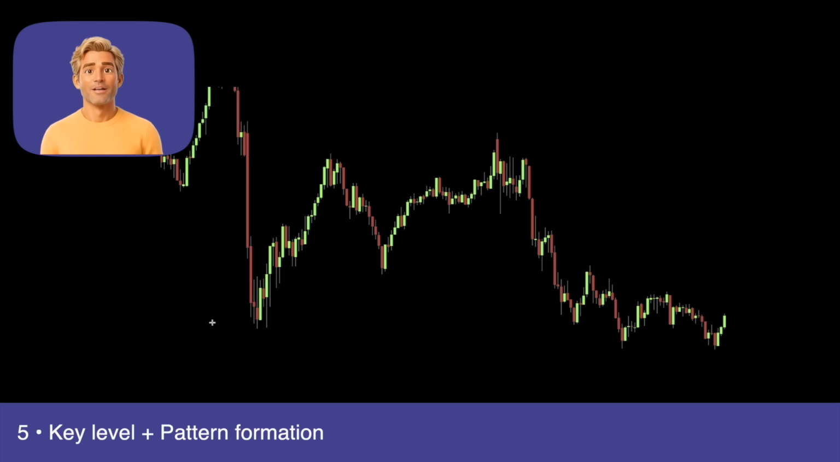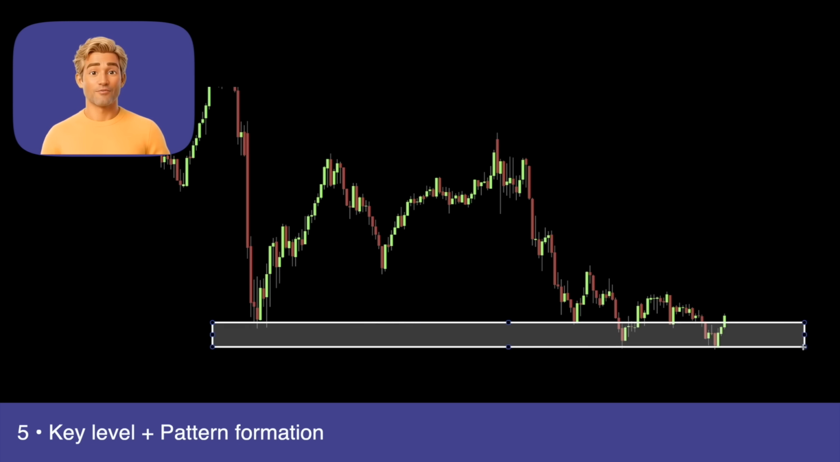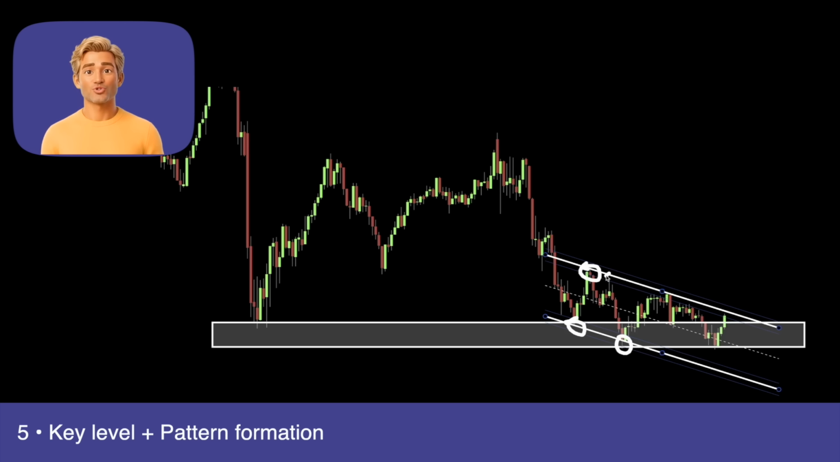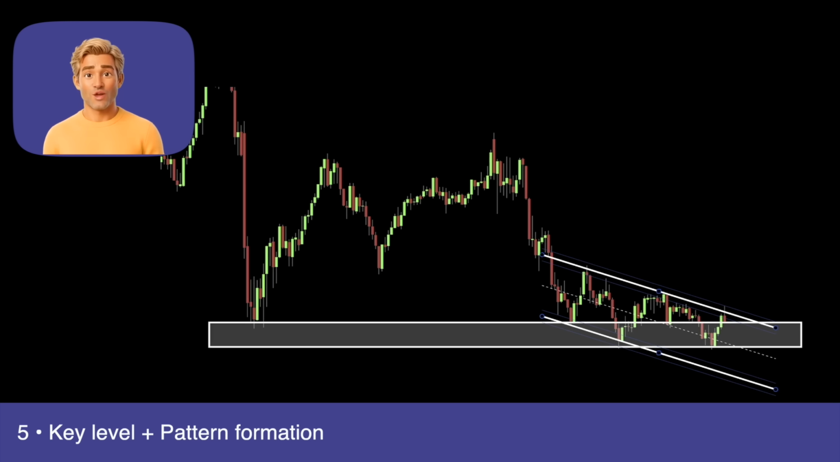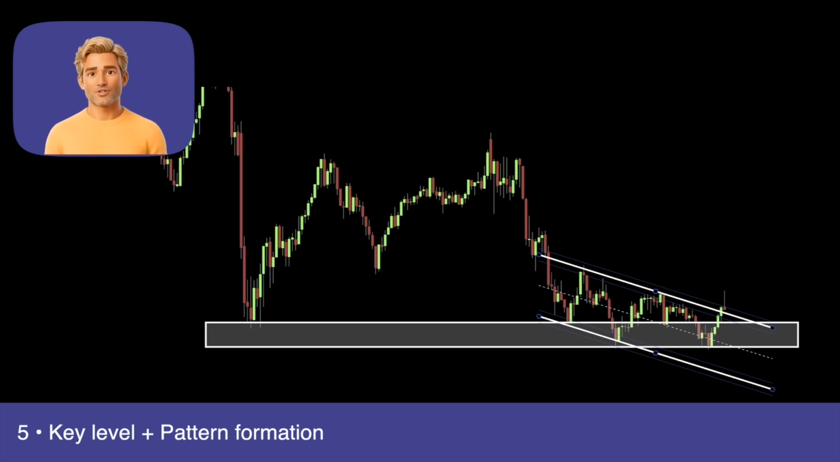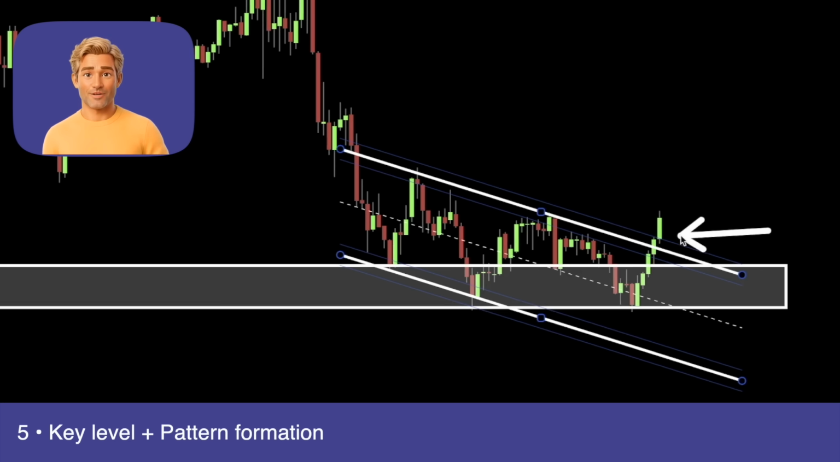Let's walk through an example. You've identified a key level from a previous reversal point, where the price turned around before. As the price returns to this key level, a descending channel forms right at this key point. While this descending channel pattern can be any pattern on the list, its formation at this key level strengthens the trade setup. In this case, the price eventually breaks above the formation, confirming a reversal at the key level. This breakout signals that the price is likely to continue upward, reversing from the previous downtrend.